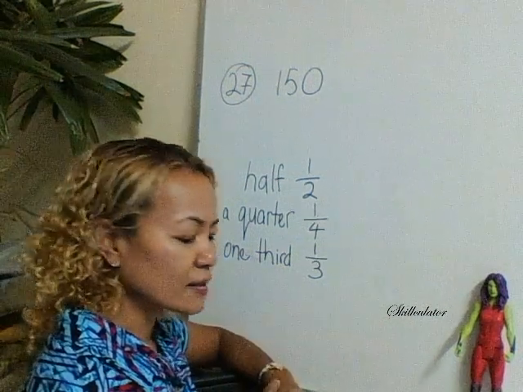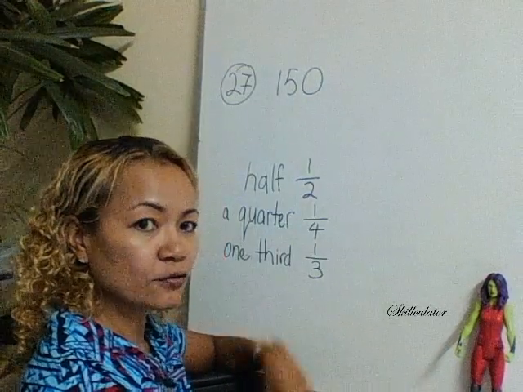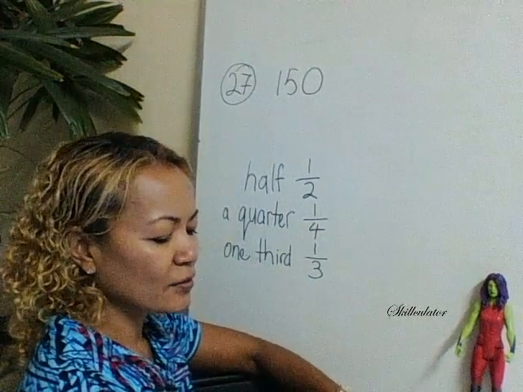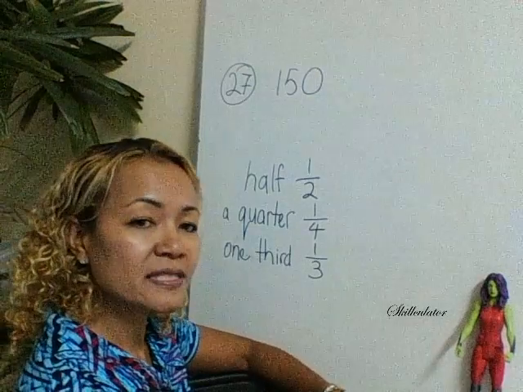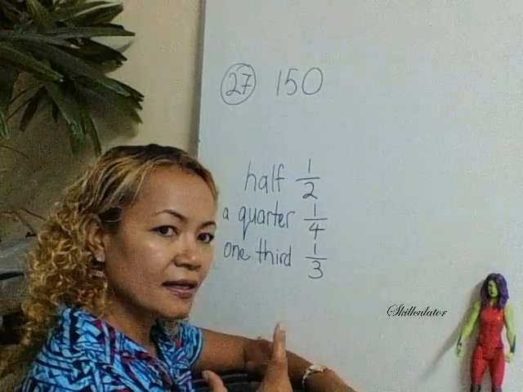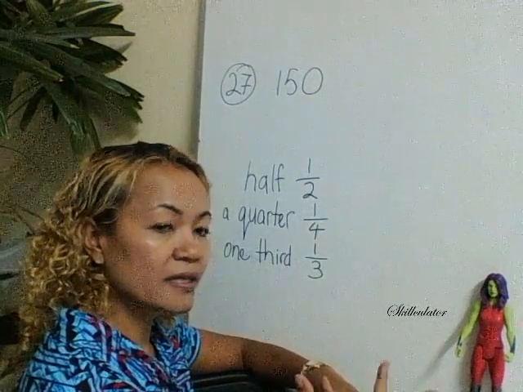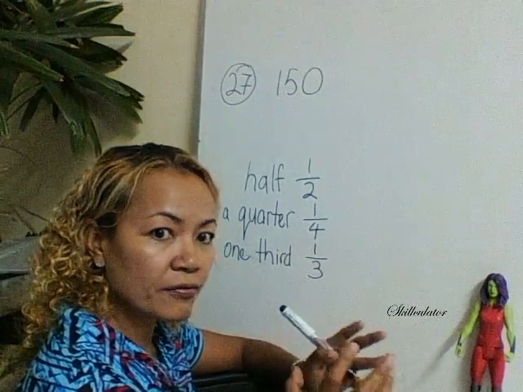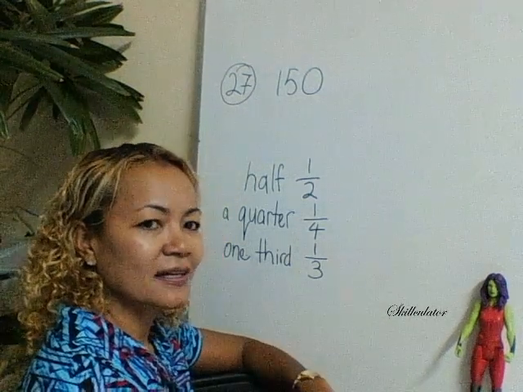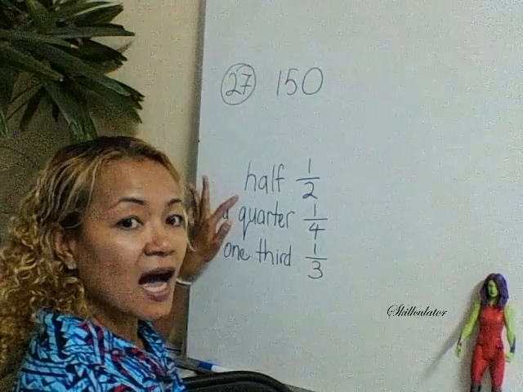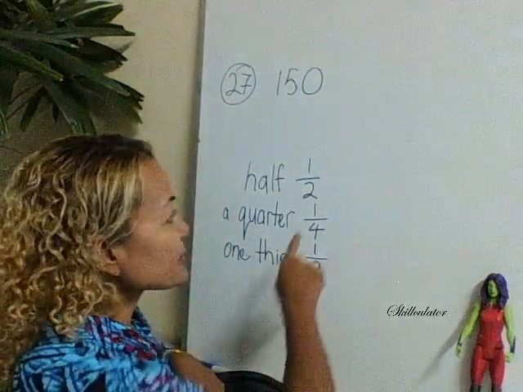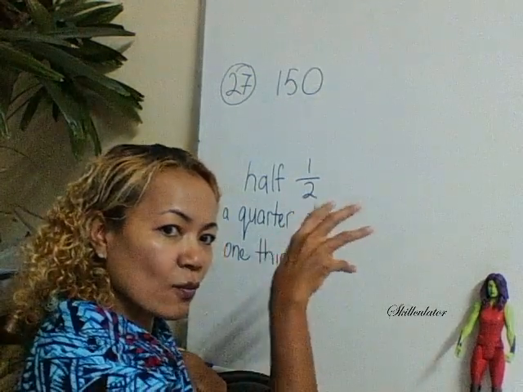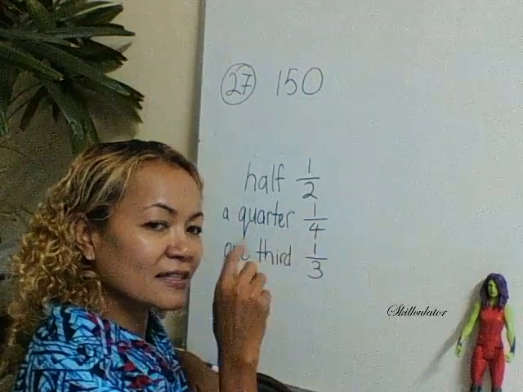Number 27 says that Vincent had 150 goats, and he gave half to his brother. So how many goats did he give away? Now there's certain words or expressions that represent a ratio or a fraction, a percentage. One of those words is half. Half, when you express it as a fraction, is 1/2. So out of the two parts, one of the parts, half of it, is what we're looking for.